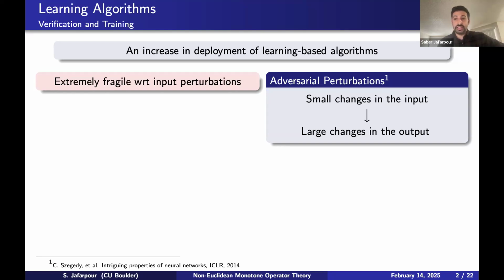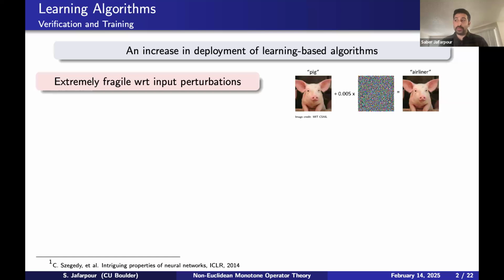An instance of this fragility in machine learning has been studied under the name of adversarial perturbation, where a very small change in the input of a learning model can lead to a very large change in its output. As you can see, for example, even very small changes in the pixels of an image, which are not detectable even by the human eye, can lead a state-of-the-art learning algorithm to classify the image incorrectly.